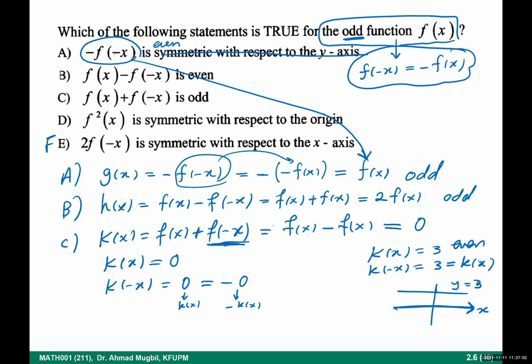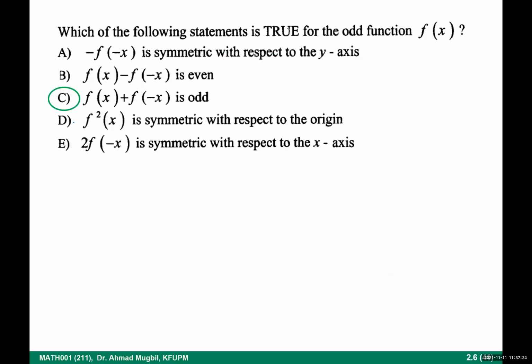So this function, shabab, if he said odd, it is true. If he said even, it is true. If he said even and odd at the same time, it is true. The only function that is even and odd at the same time is the zero function. The other constant functions are even. Okay, what about d? Why is d not true? Let's solve it here. So this is the right answer.